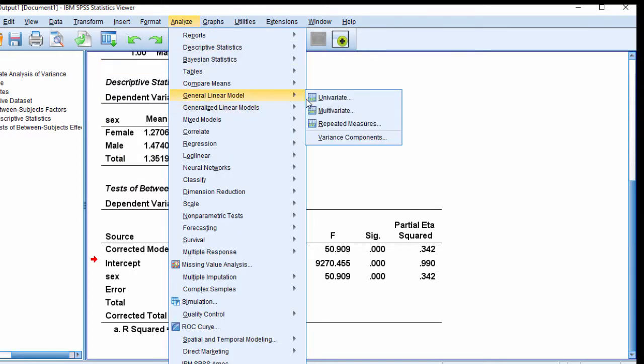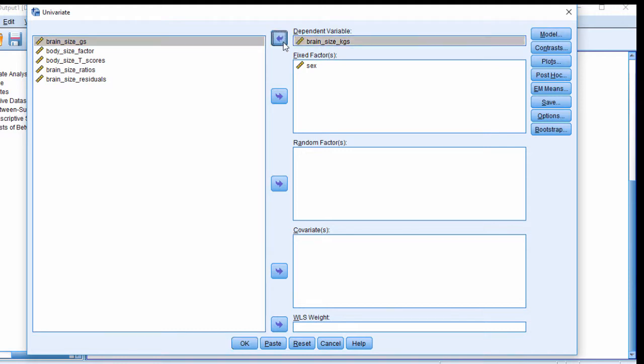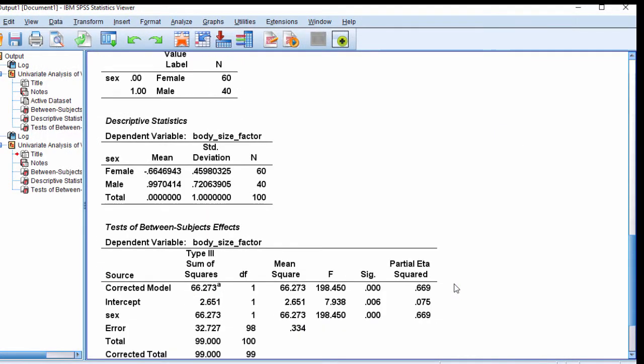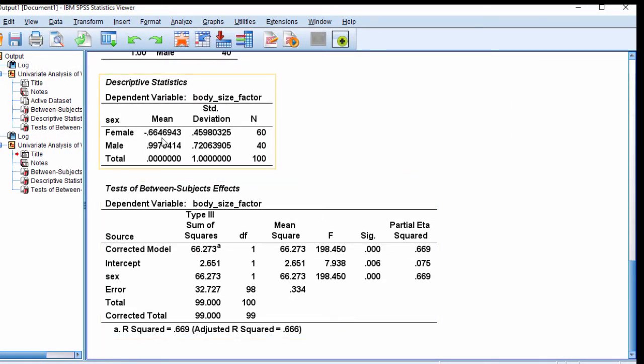Let me just show you that quickly. General Linear Model, Univariate, throw out brain size, and put in body size factor, and click OK. And here we can see females with a negative body size factor. So this is a factor score that was created on the basis of several body size indicators, and the males are positive. And we can see that there's quite a large effect size that's very obviously statistically significant with a whopping F value.